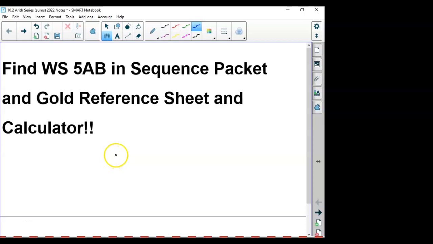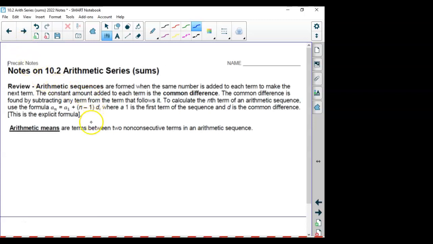Okay, so we are in the sequence packet on day 4 or 5 of this. We are going to add parts of sequences today, which makes them called a series. So this should be worksheet 5A, is that right, guys?